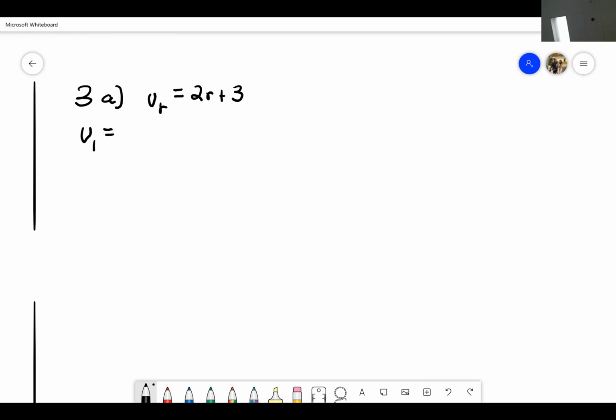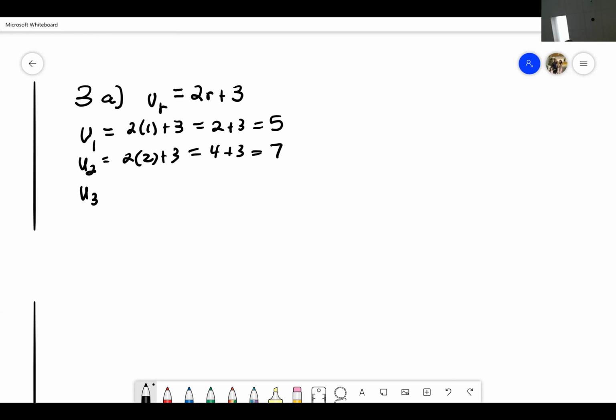So u of 1 equals 2 times 1 plus 3, right? So this is a formula they give you. It's 2 times 1 plus 3, so that's 2 plus 3, which is 5. u of 2 is 2 times 2 plus 3, so that's 4 plus 3, which is 7.